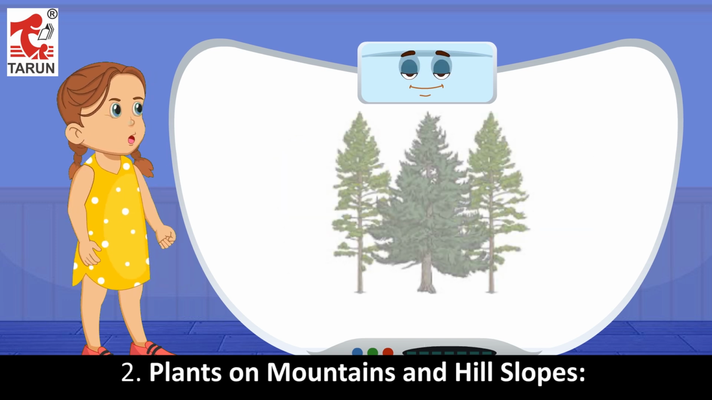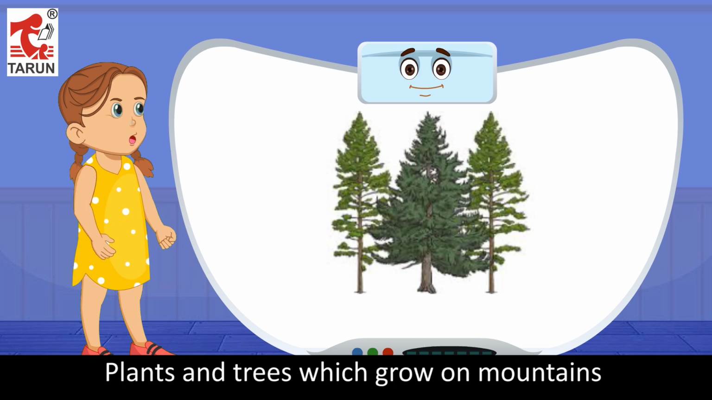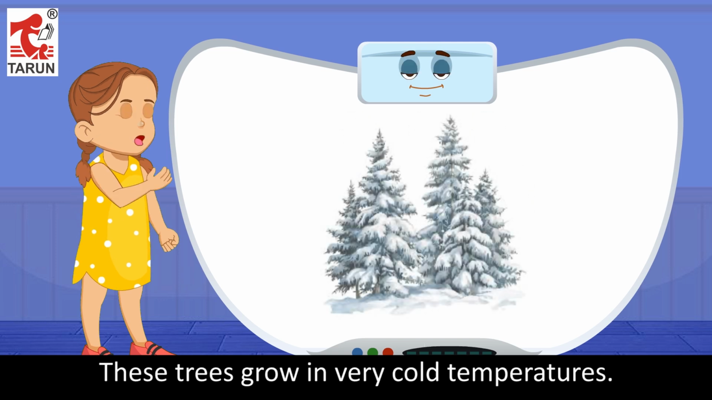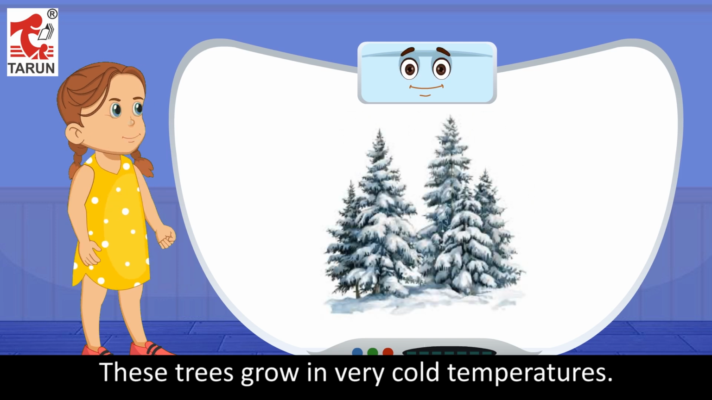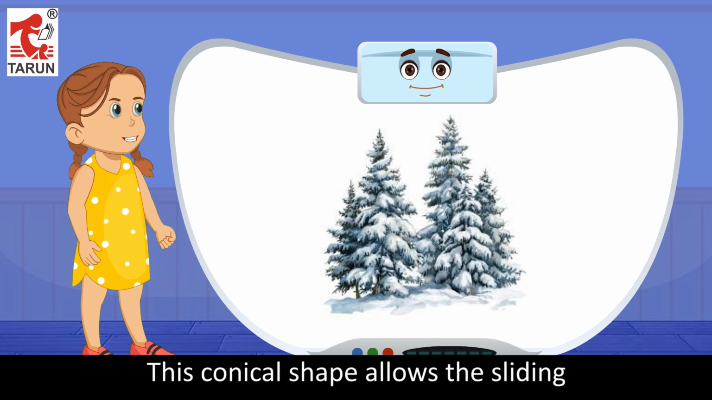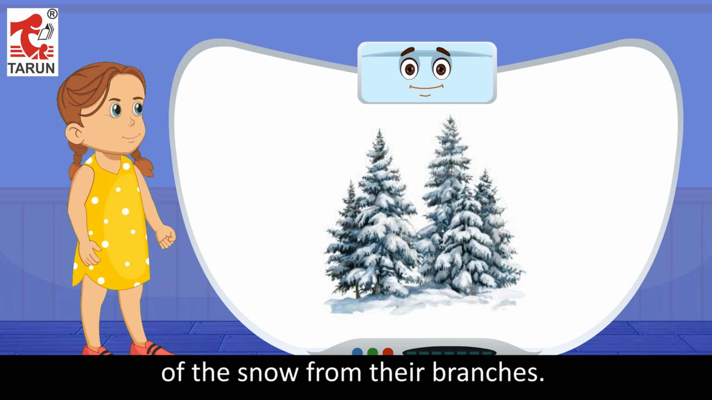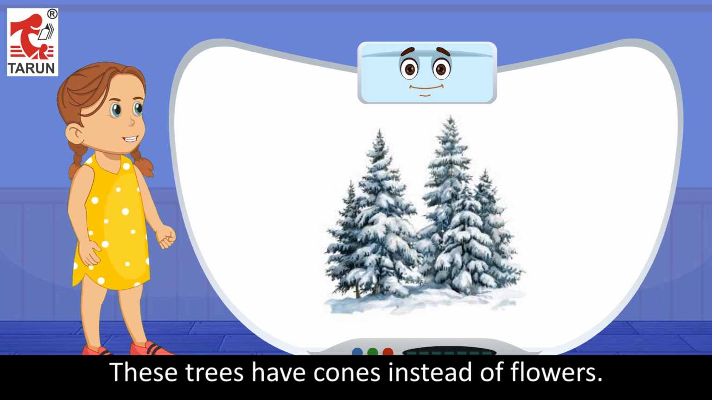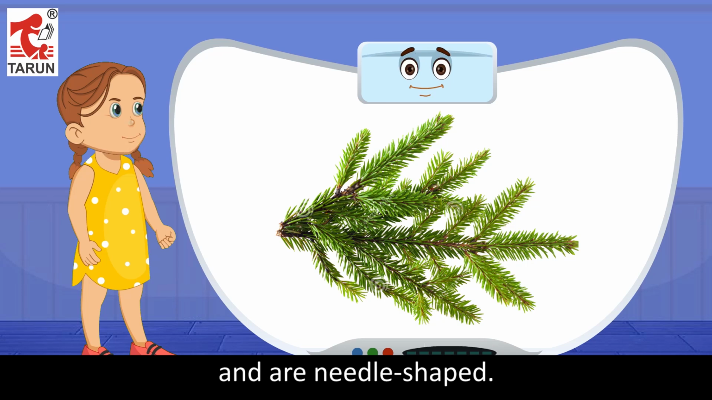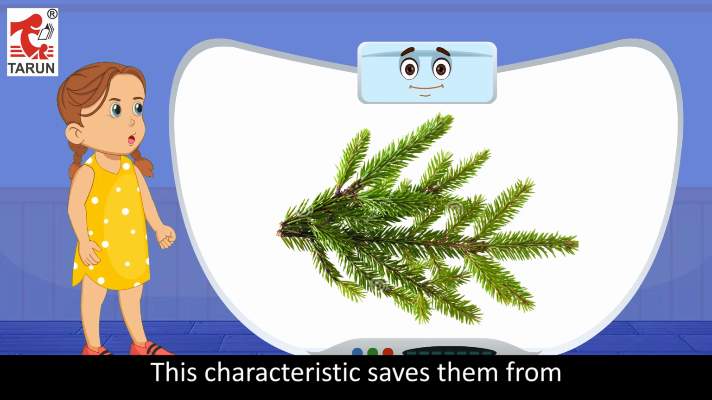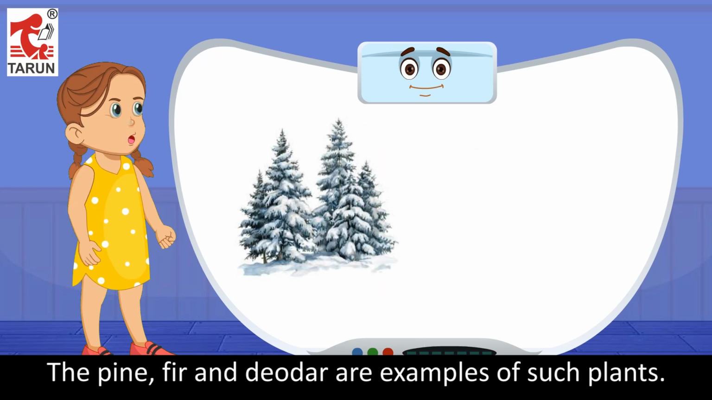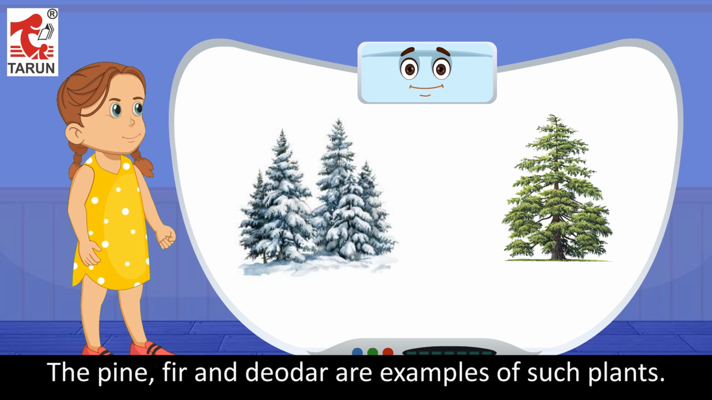2. Plants on mountains and hill slopes. Plants and trees which grow on mountains are called coniferous trees. These trees grow in very cold temperatures. These are tall and conical in shape. This conical shape allows the sliding of the snow from their branches. These trees have cones instead of flowers. Their leaves have a waxy coating and are needle-shaped. This characteristic saves them from rotting under snow in winters. The pine, fir and deodar are examples of such plants.